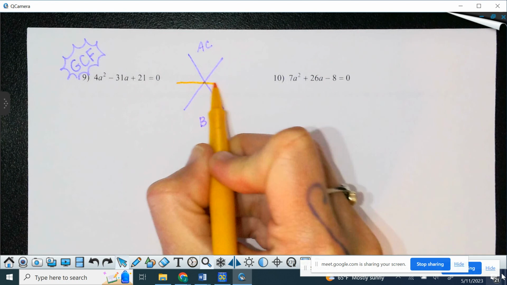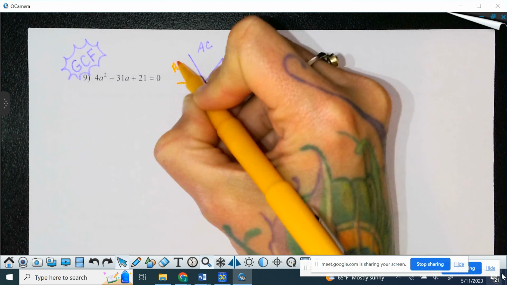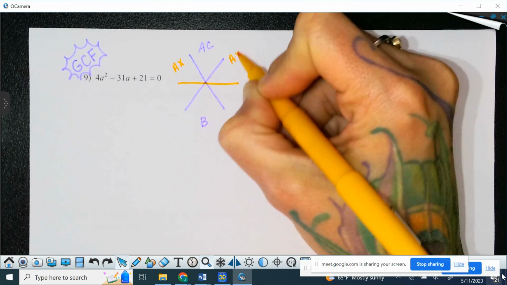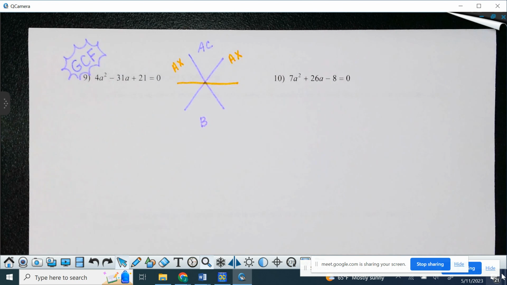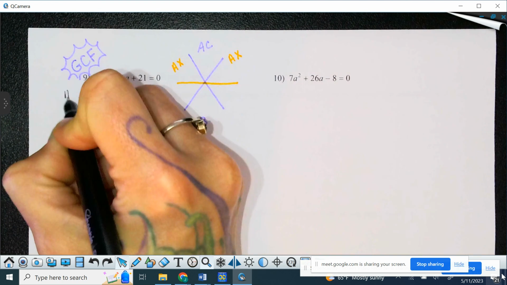And A times X is going to go in the corner, and A times X is going to go in the corner. I know it's A for this problem, so it could be A times A, whatever, but that seems confusing. So we're going to pretend like all our variables on the sheet are X right now. So then looking at our problem, what is the value of A for number 9?